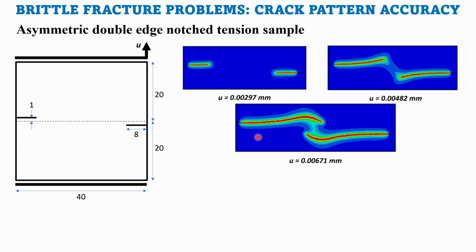Surprisingly, we saw this beautiful crack. So there are two cracks which originate from these two notches and they grow away from each other and finally they are attracted to each other. If you propagate these cracks even further, you will see that these cracks will meet.